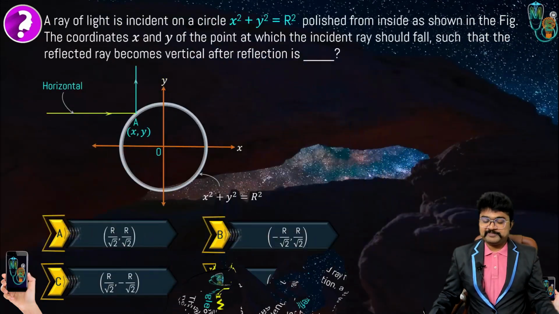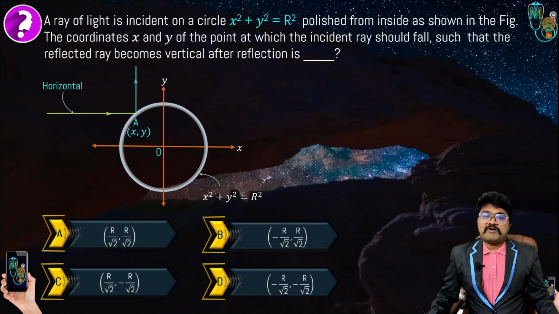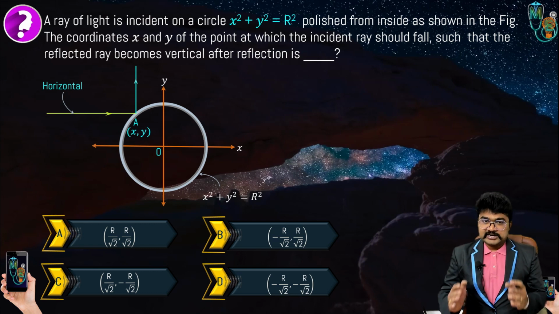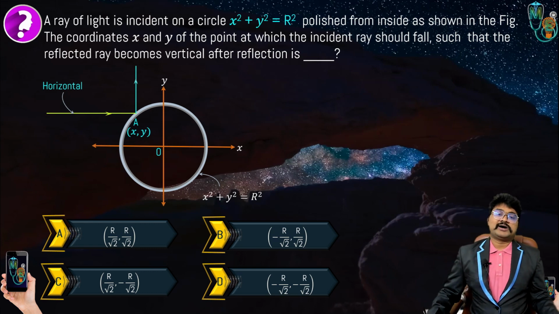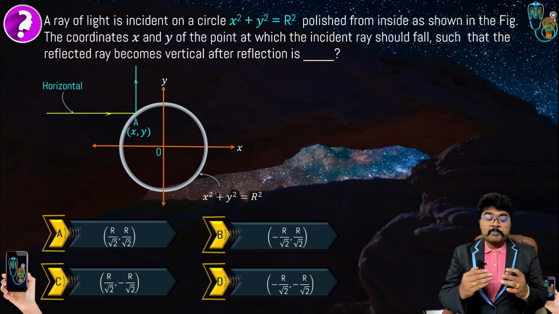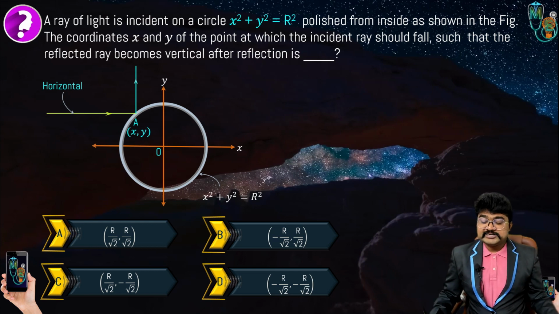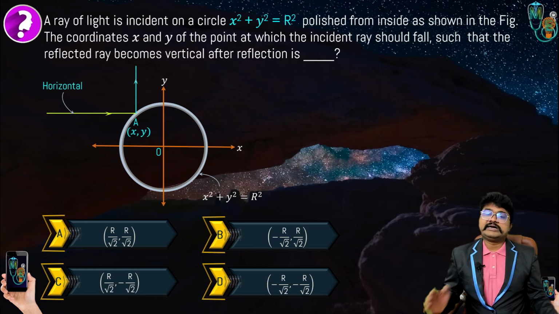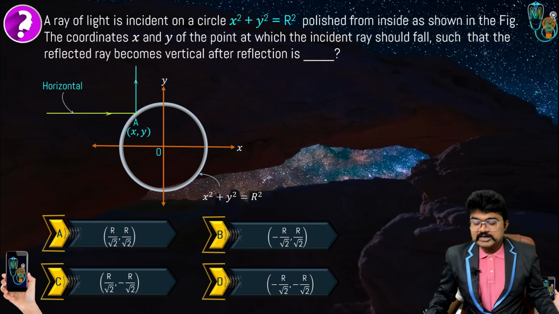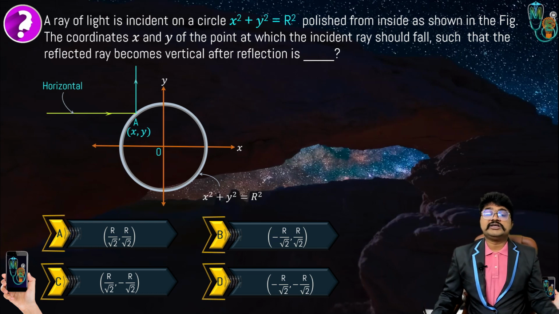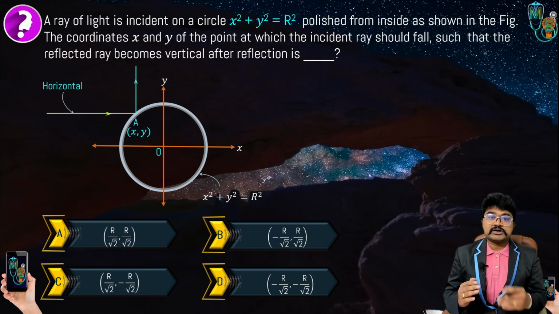Read the question carefully. A ray of light is incident on a circle x square plus y square equal to r square, polished from inside as shown in the figure below. Find the coordinates x and y of the point at which the incident ray should fall such that the reflected ray becomes vertical after the reflection. Here the incident ray is horizontal, as given in the figure, and the reflected ray is vertical.